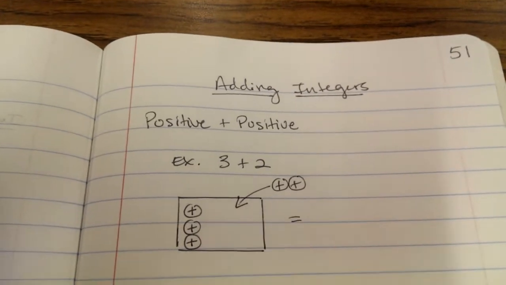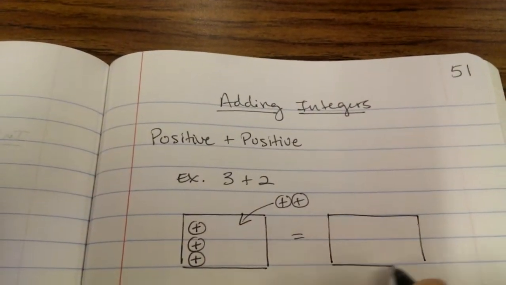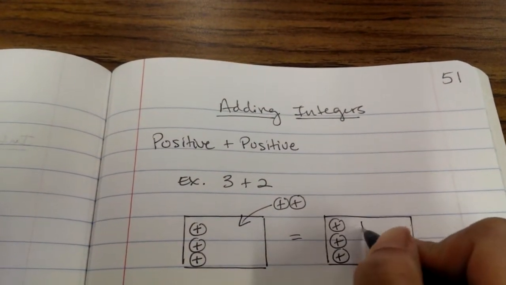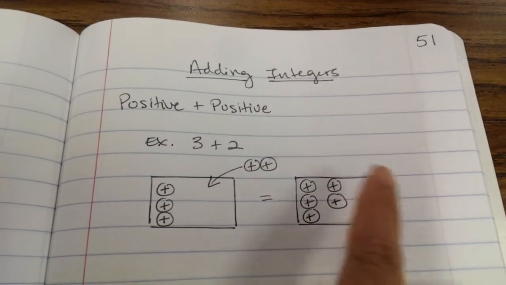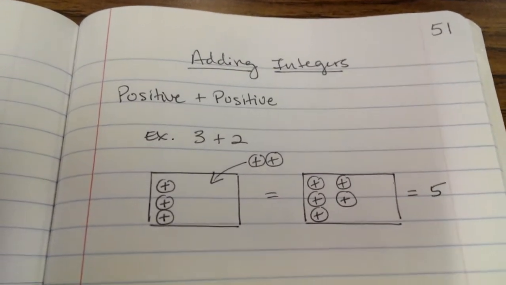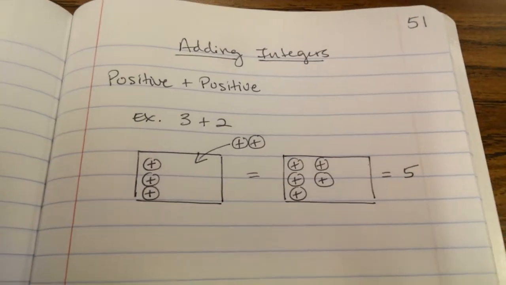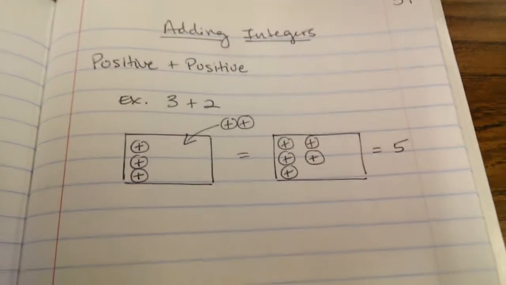Now what happens when I add in 2 positives? Well, then my box looks like this. It's got the 3 positives, and it also has 2 more positives. So you can see in my box I now have 5 positives. So the answer is 5. Like I said, you guys already knew that that would be 5, right? But that's how we would model a positive plus a positive.